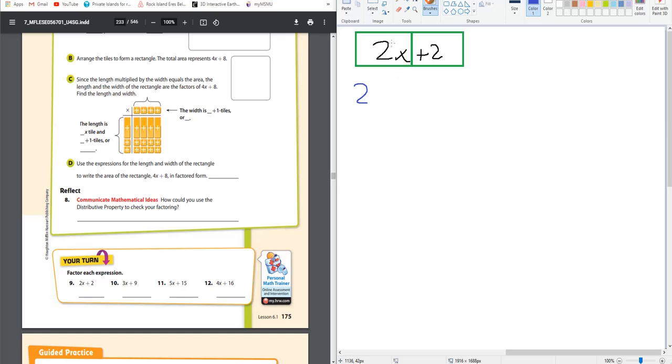So what's 2 divided by 2? That 2 gets pulled out. 2 divided by 2 is 1, so I can put 1x plus 2 divided by 2 is 1. So 1x plus 1.